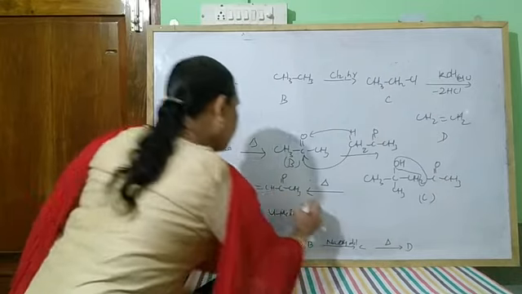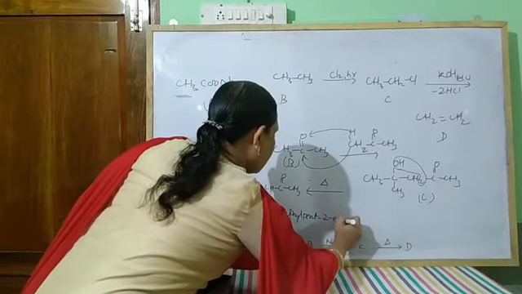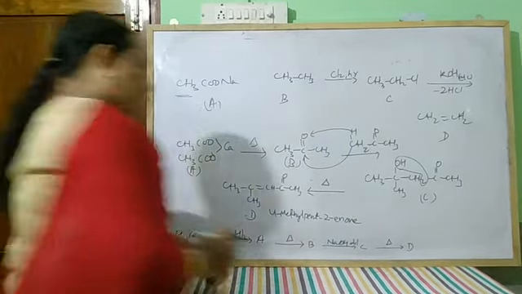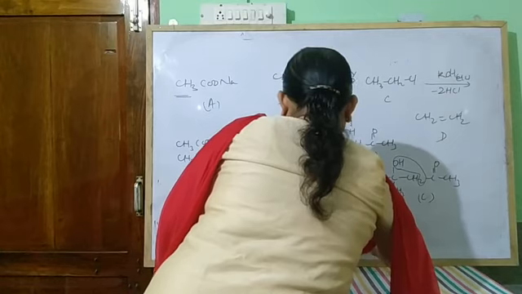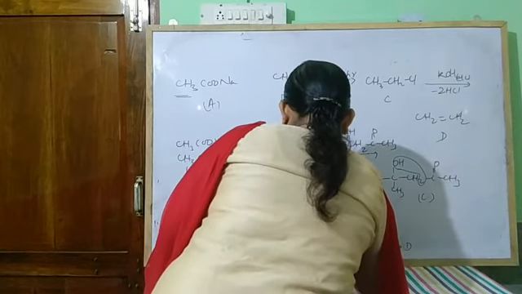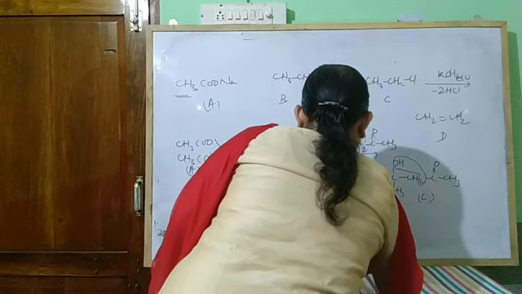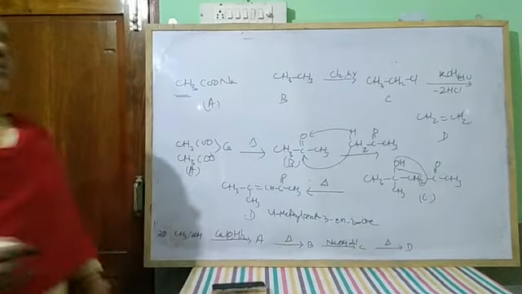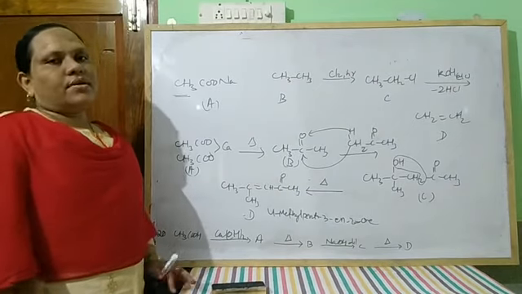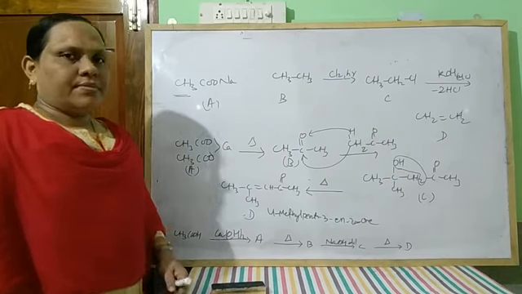So 1, 2, 3, 4, 5, 4-methylpent-3-en-2-one. Okay, next we will discuss identify ABCD about aromatic carboxylic acids.